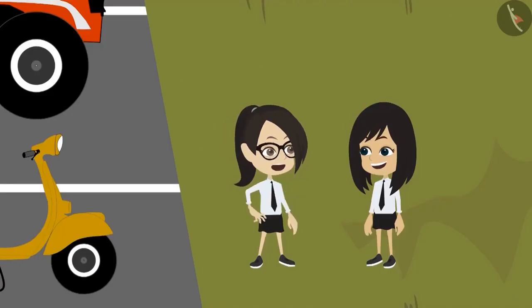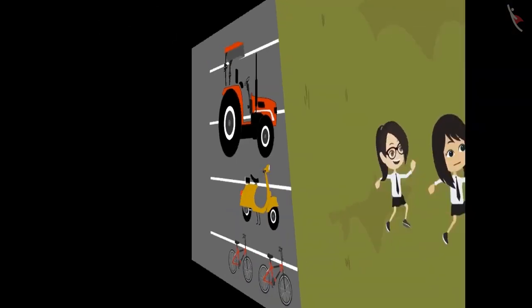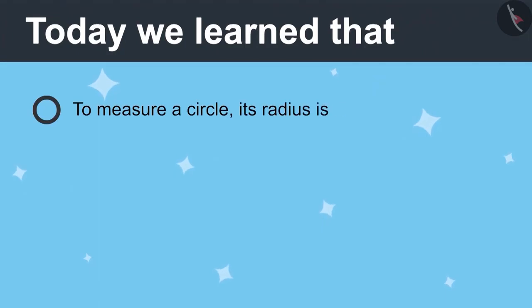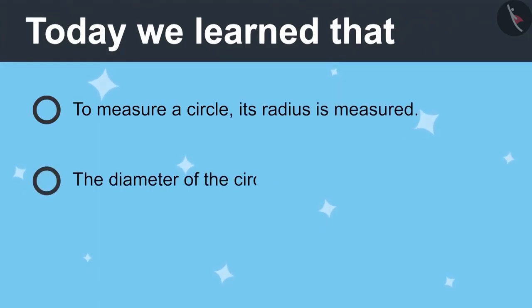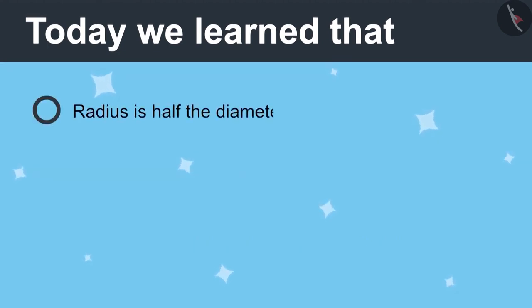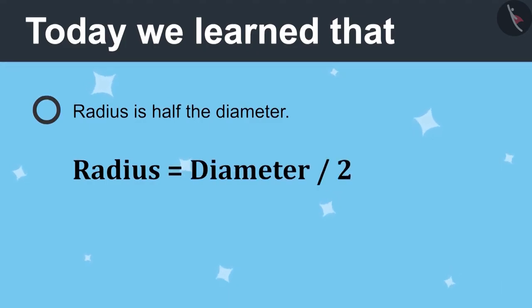We took the measurement of all the wheels and now let us tell Sir. Let's go. Today we learned to measure a circle, its radius is measured. The diameter of the circle is twice its radius. Diameter is equal to radius multiplied by 2. Radius is half the diameter. Radius is equal to diameter divided by 2.